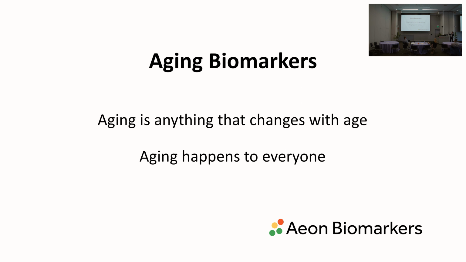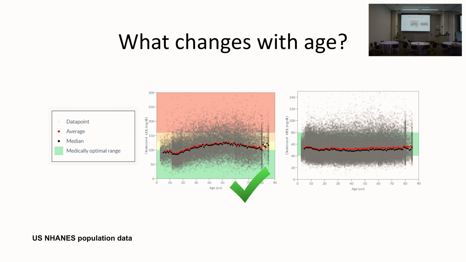So the philosophy is that aging is anything that changes with age. And aging happens to everyone. So then we're trying to answer, okay, what changes with age? And it seems fairly obvious once you look at scatter plots like this. The gray dots are individual data points. The red is average and the black is median, and you can see that they're calculated based upon the year of age.